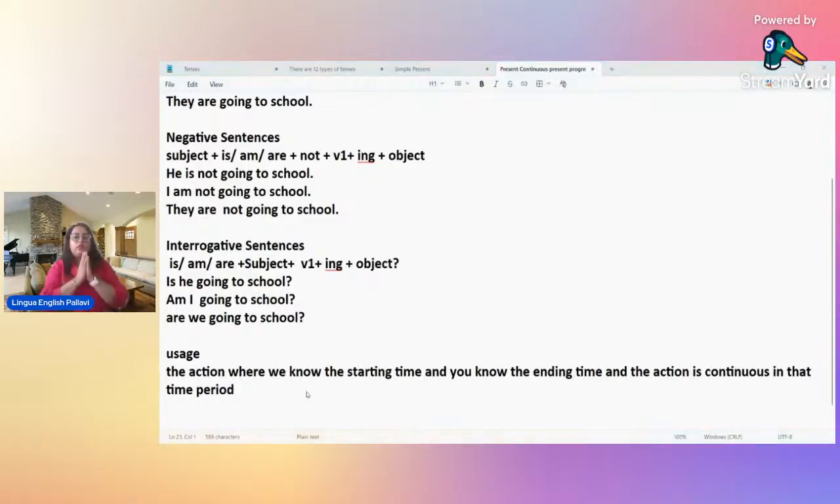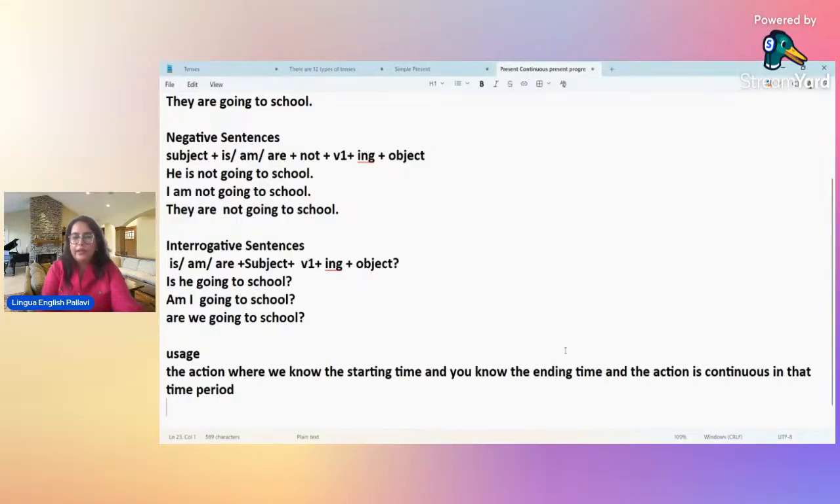So that means, you know, I started my live at 1 and it will go till 2:30. You know the starting time, you know the ending time, and the action is continuous in that time. So when we know the starting time, we know the ending time, and the action is continuous, that is present continuous. So present continuous tense is very important for the ongoing action.